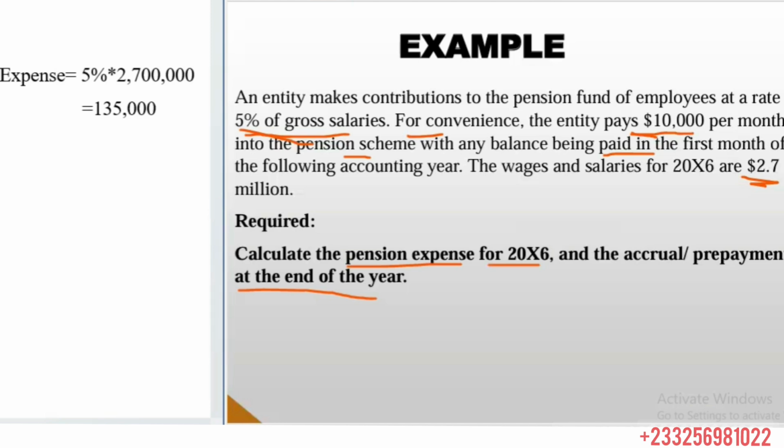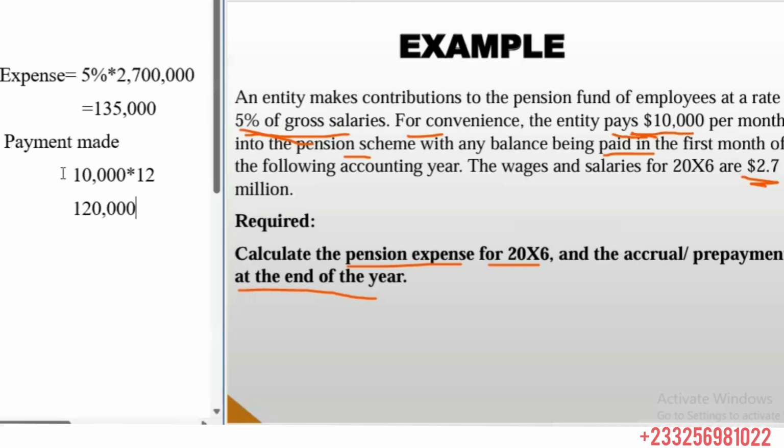Now let's see the amount of payment they made. Let's see payment made. We're told that, for convenience, they pay 10,000 per month into the pension fund. Are you following? So if they pay 10,000 for every month, for the 12 months, how much would they have paid? Multiplying 10,000 by the 12 months, 10,000 by 12 will give us 120,000, right? So this is the payment they have made for the period.